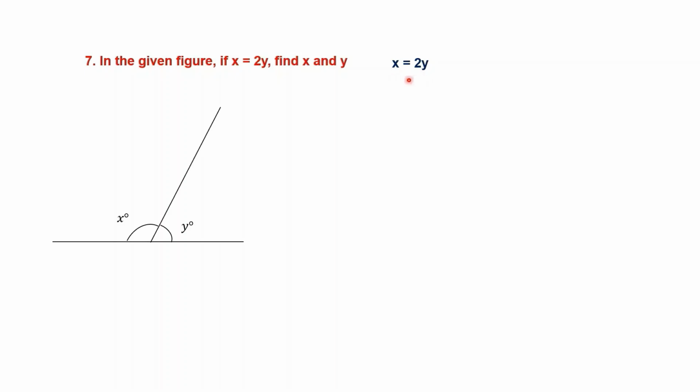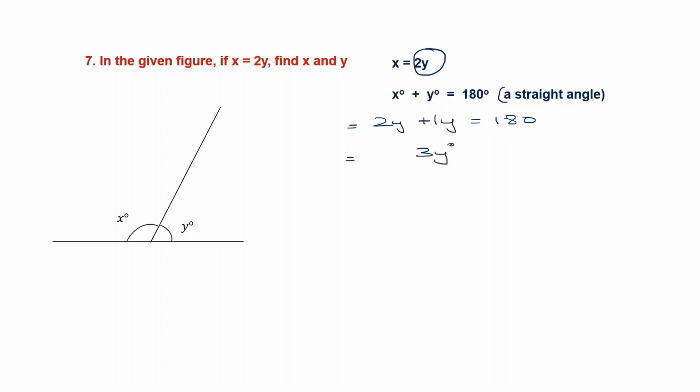x is equal to 2y. And we know that x degrees plus y degrees will be equal to 180 degrees because that is a straight angle. So they are a linear pair, x degrees plus y degrees. Now let's substitute. Instead of x, let's write 2y. So this is going to be 2y plus y is equal to 180 degrees. 2y plus 1y will become 3y, or 3y degrees is equal to 180 degrees.